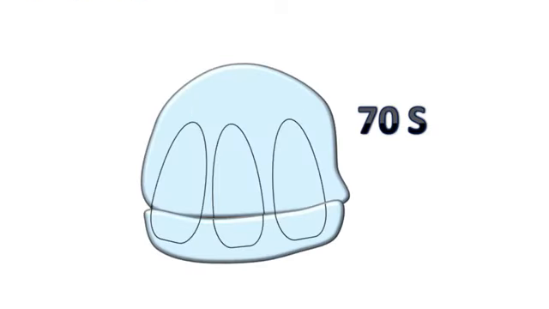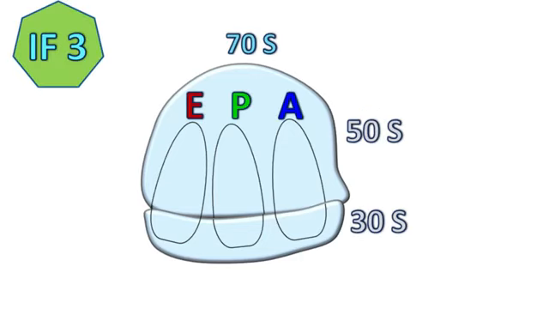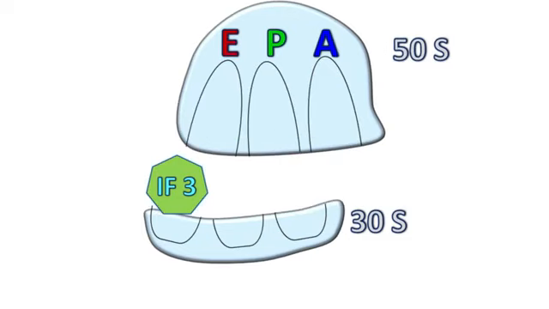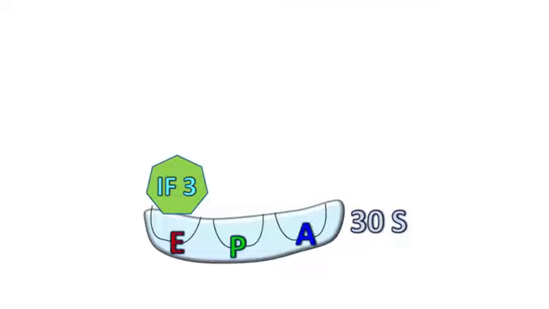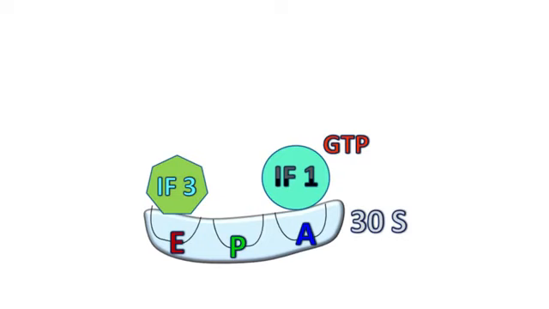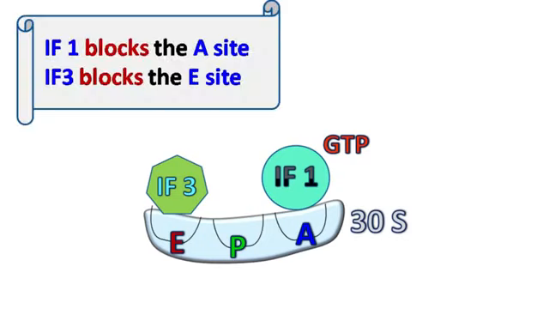In the first step of initiation, the initiation factor IF3 binds to the 30S subunit of the ribosome. The binding of IF3 dissociates the 70S ribosome into 30S and 50S subunits. Next, IF1 GTP binds to the A site of the 30S subunit. Binding of IF1 and IF3 to the 30S subunit blocks the A site and the E site of the 30S ribosome.